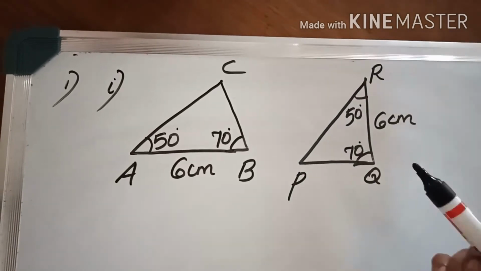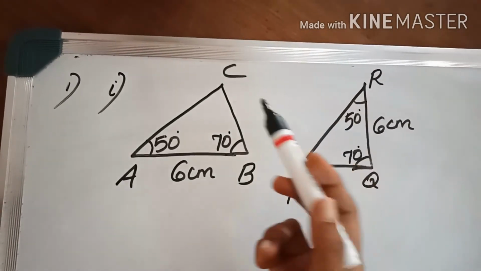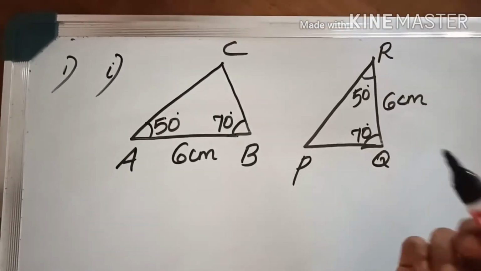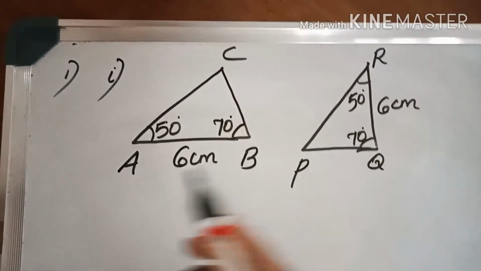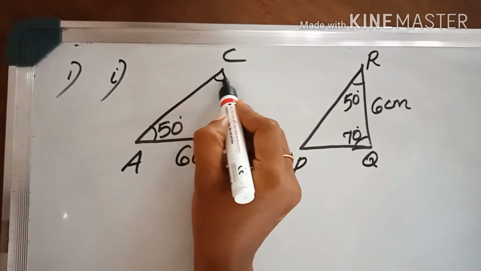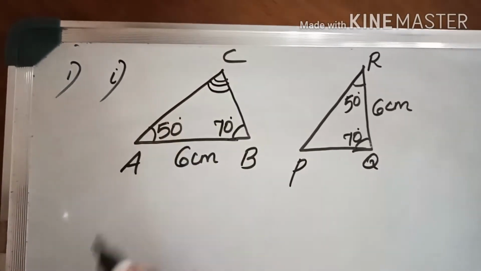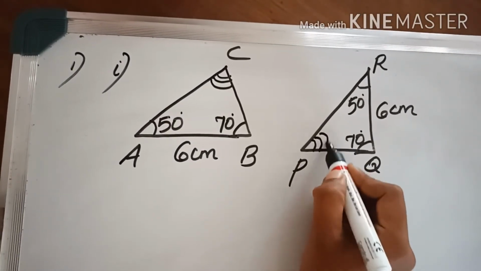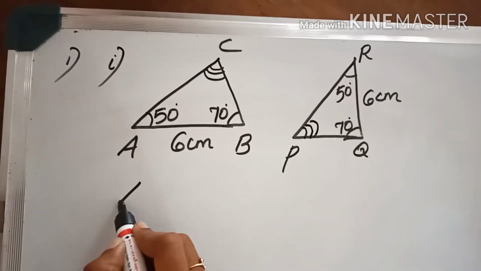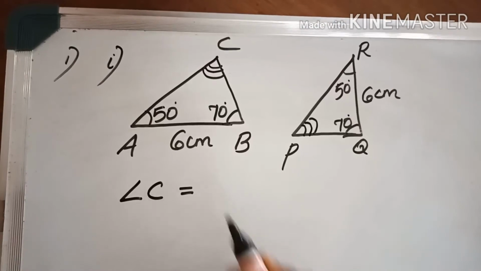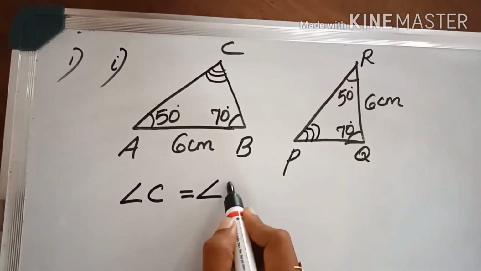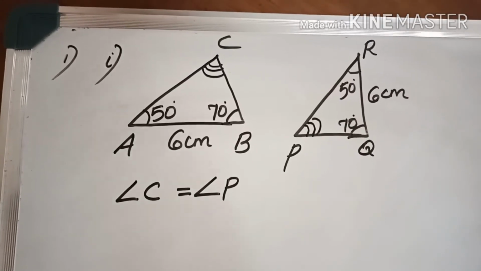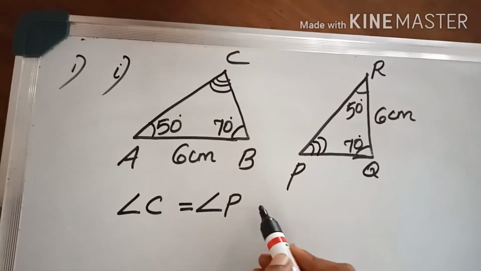That means we can say that the third angles will also be equal. No need to measure the angle, we can just write the third angles. The third angle of the first triangle is angle C, and here P is the third angle. That means angle C is equal to angle P. We can write angle C equal to angle P. That means all the angles are equal.